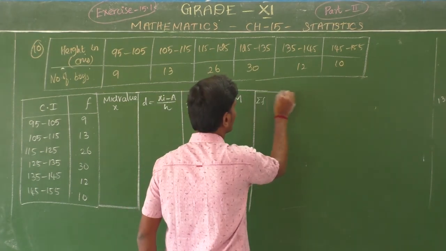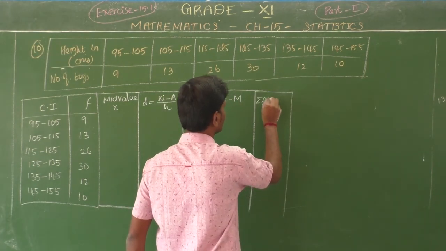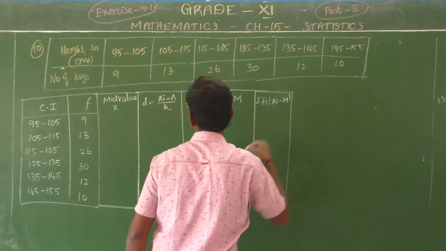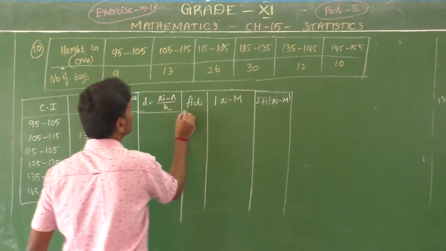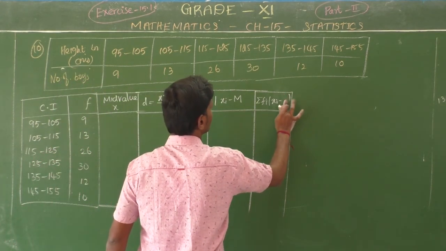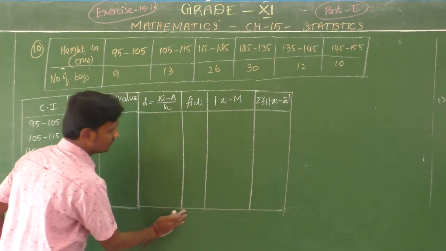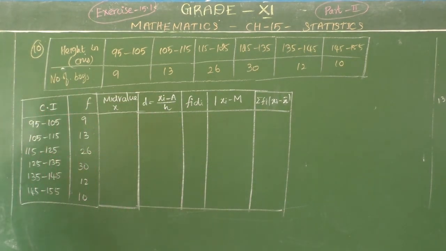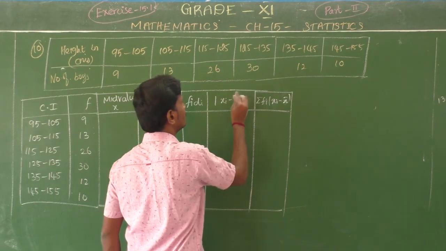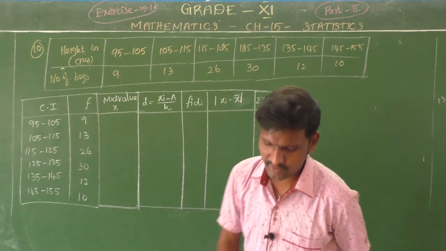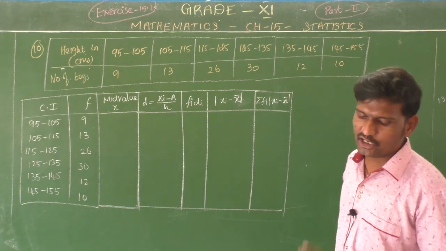Summation xi by n, or summation of xi minus m. M for mean or x bar, that's your wish. Don't confuse x bar like that. Okay students, these are the steps you are going to do now. First, I am going to take the mid values.